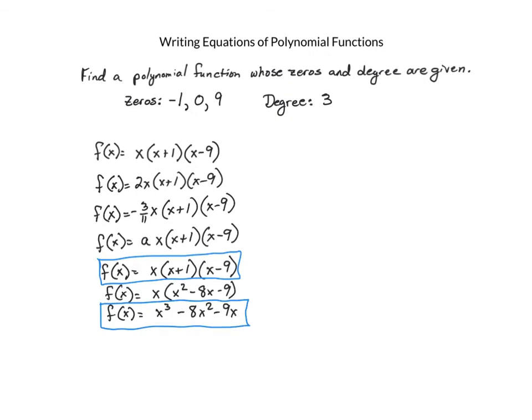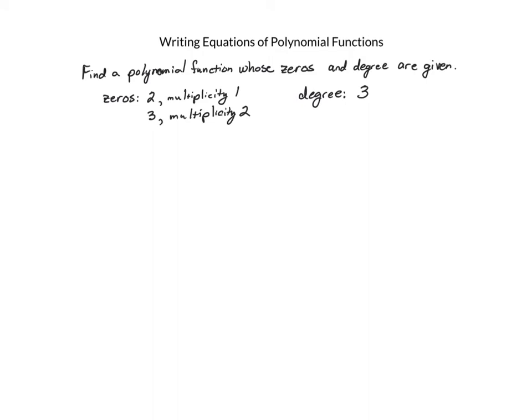Let's try another one. So we'll find a polynomial function whose zeros are 2 with multiplicity 1 and 3 with multiplicity 2, and it's 3rd degree. So let's do it. We know it's a polynomial function, so let's use our function notation. F of x equals, and because I see that 2 is a 0, I know that x minus 2 better be my factor, and the multiplicity is 1. So I'm just going to put that exponent of 1 there for emphasis.